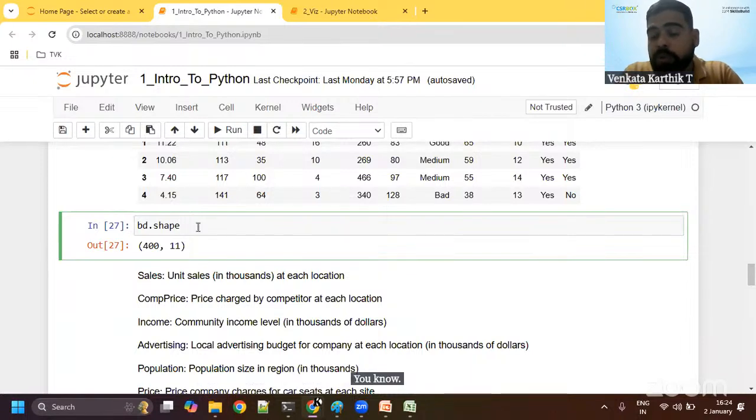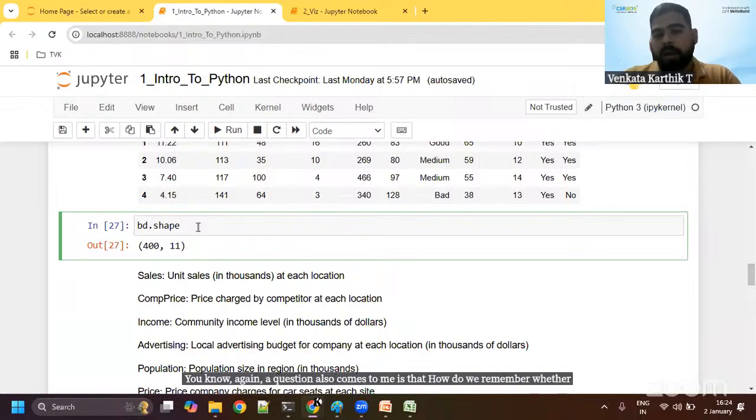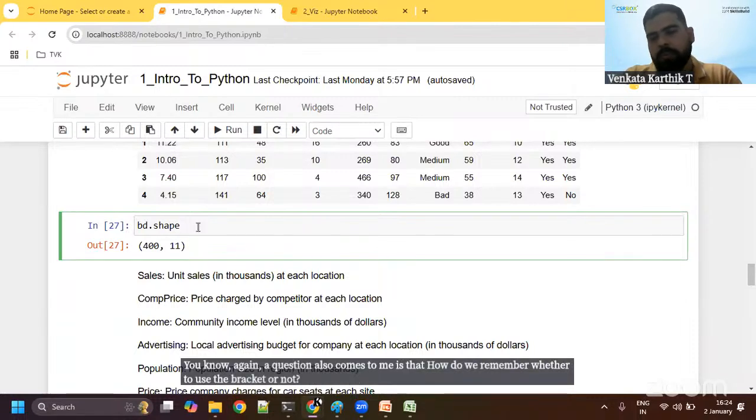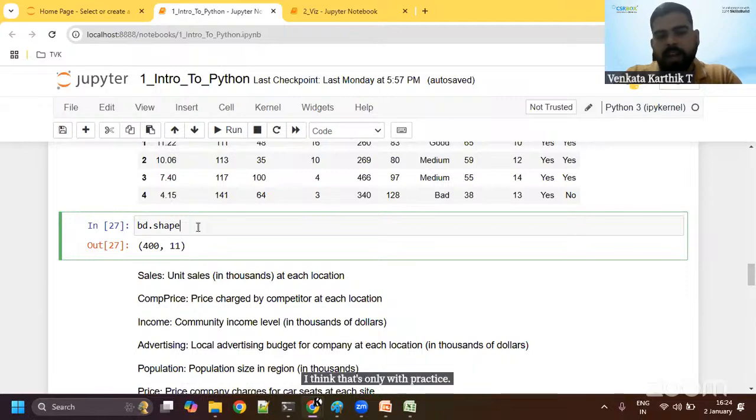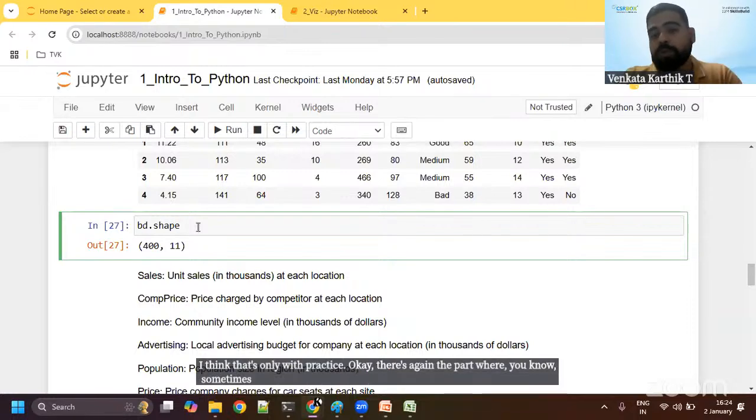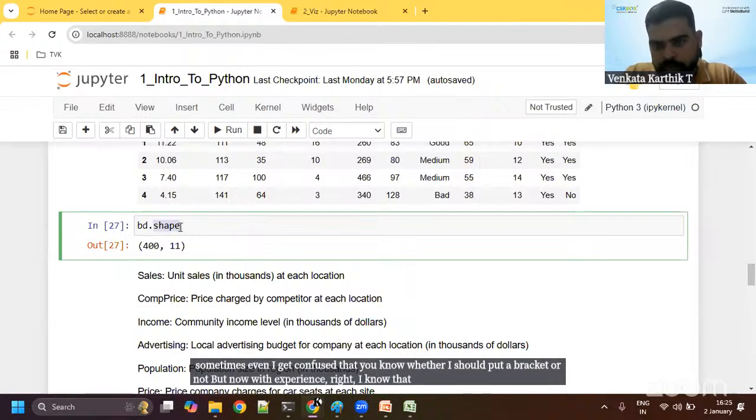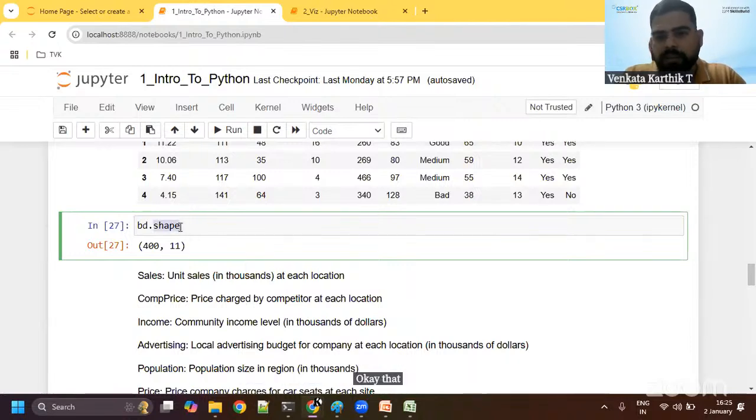Again, a question that comes to me is how do we remember whether to use the bracket or not? I think that's only with practice. Sometimes even I get confused whether I should put a bracket or not. But now with experience, I know that after shape I shouldn't put one. The more you practice, you'll get used to it.